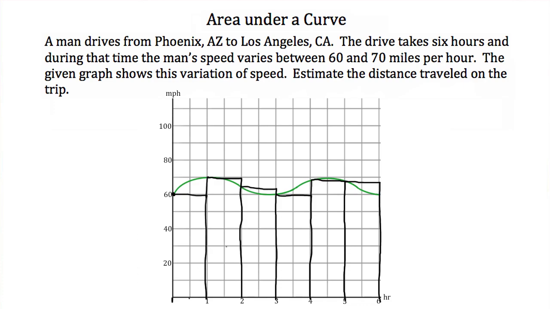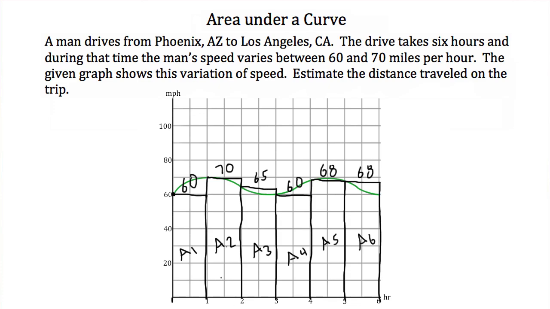Now my first rectangle, we'll call this area 1, it has a height of 60. My second rectangle, I'll call area 2, this has a height of 70. My third rectangle, or area 3, I'm going to say that this has a height of approximately 65. My fourth rectangle, or area 4, this has a height of, say, 60. And my last two rectangles appear to have approximately the same height. So area 5 and area 6 would both have a height of, say, 68.